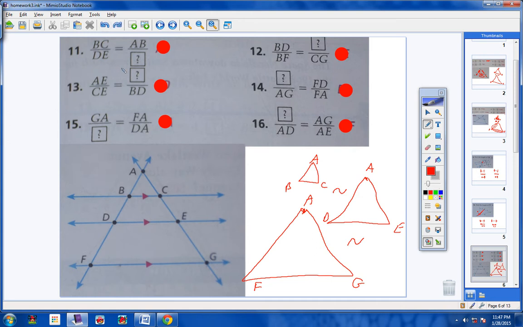So, all right, here we go. BC over DE equals AB. Let's do it over here. It's going to be triangles. Okay, BC over DE equals AB over what? AD. Let's look at it again. BC over DE equals AB over AD, because these two triangles are similar. So AD. Okay. Alright, moving on to number 12. BD over BF.